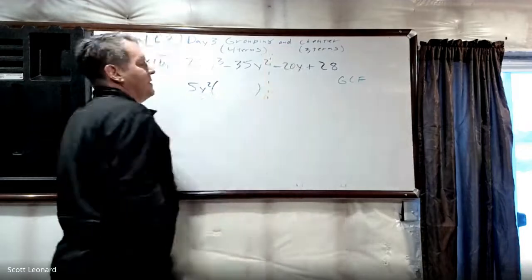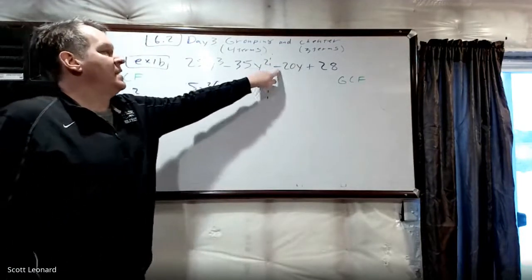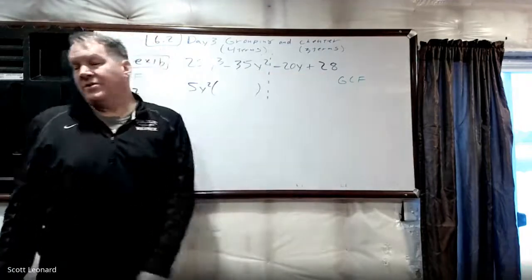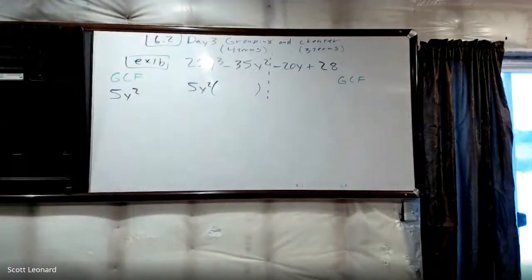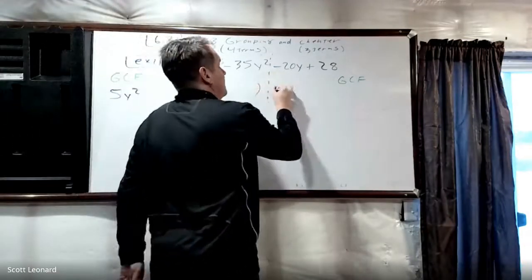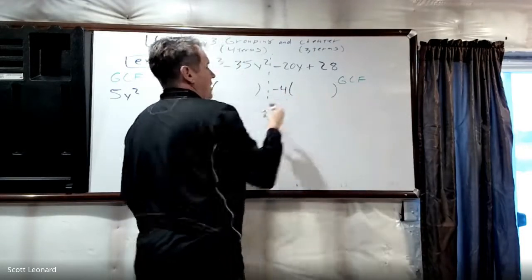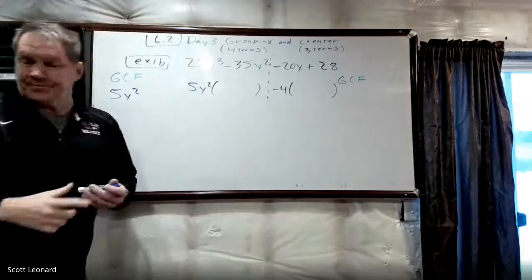Now, this one, I said I made it similar to the other one, but a little bit different. What is the GCF of 20 and 28? 4. It's 4, yep. Now, we're going to take this negative. We're going to keep it here. But that's going to affect what's inside here. We got to be really careful with signs.